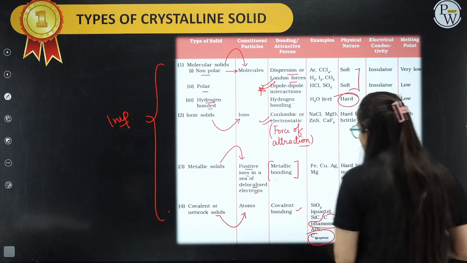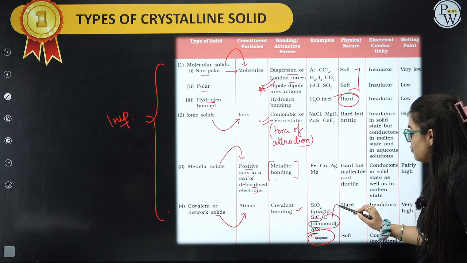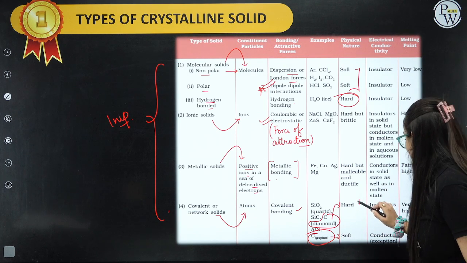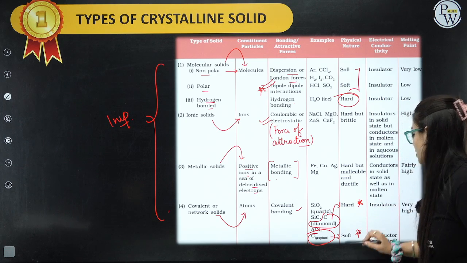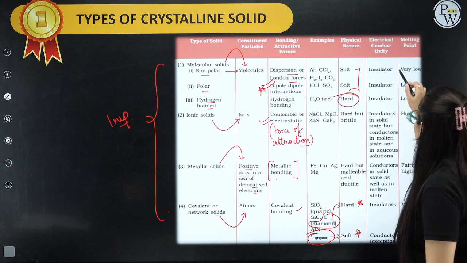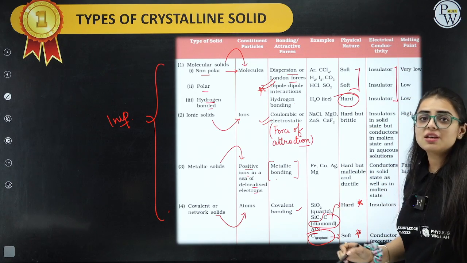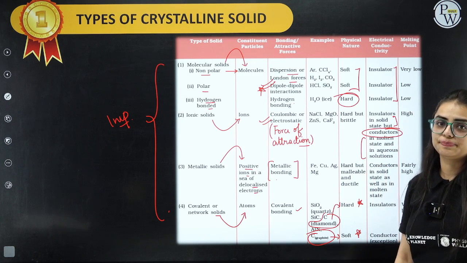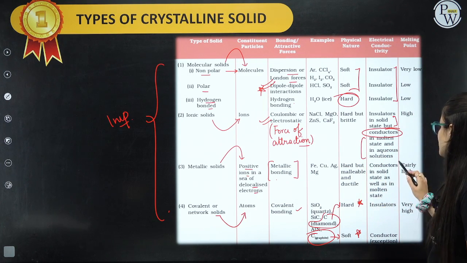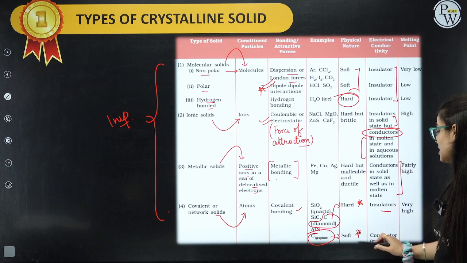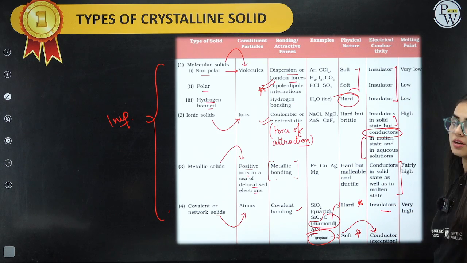Now, covalent bonding, basically we see carbon in diamond form is hard but carbon in graphite form is soft. Quite an important topic. Talking about electrical conductivity, let me tell you, molecular solids are insulators. Ionic solids are insulators in solid state but conductors in the molten and aqueous state. Metallic ones are conductors in solid as well as molten state. Covalent or network solids, students, are insulators. But yes, graphite again has an exception, it is a conductor.